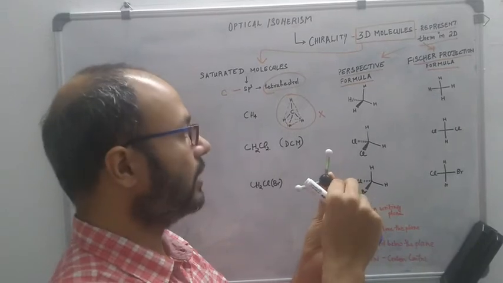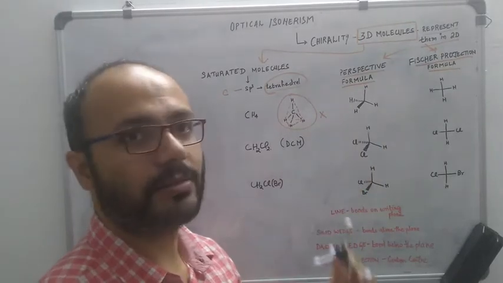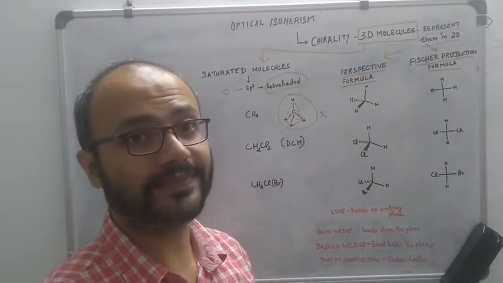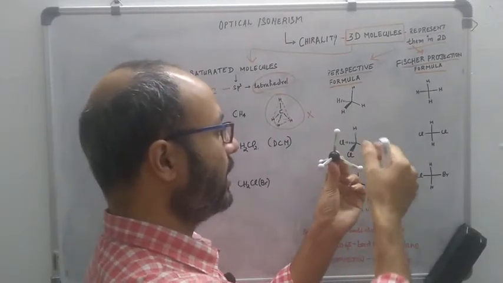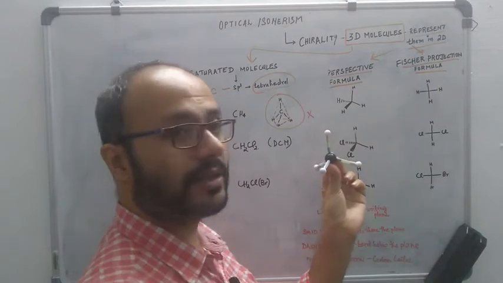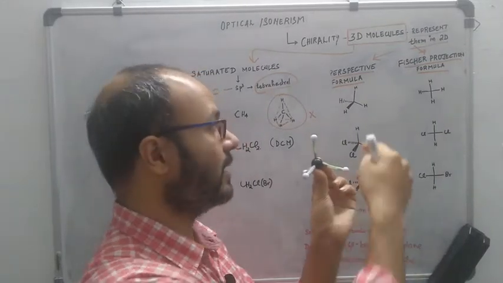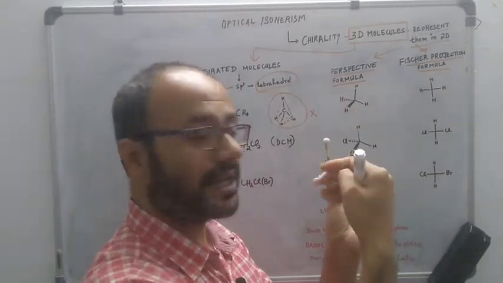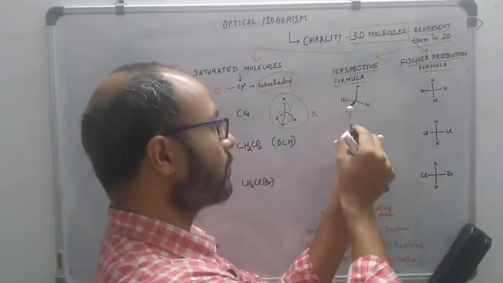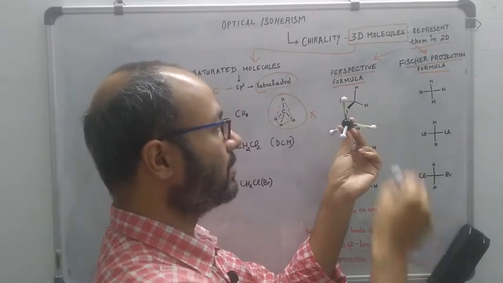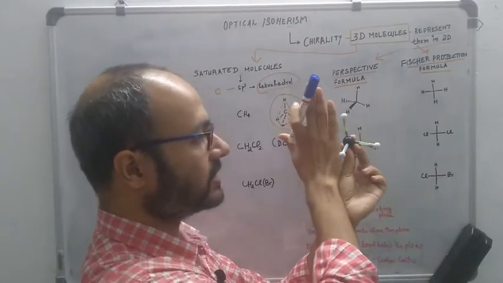Now I am going to represent this methane molecule using a perspective formula, using the lines, solid wedge and dash bonds. In a perspective formula, the lines represent the bonds which are on the writing plane, solid wedges represent the bonds that are above the plane, and dash wedges represent the bonds that are below the plane.